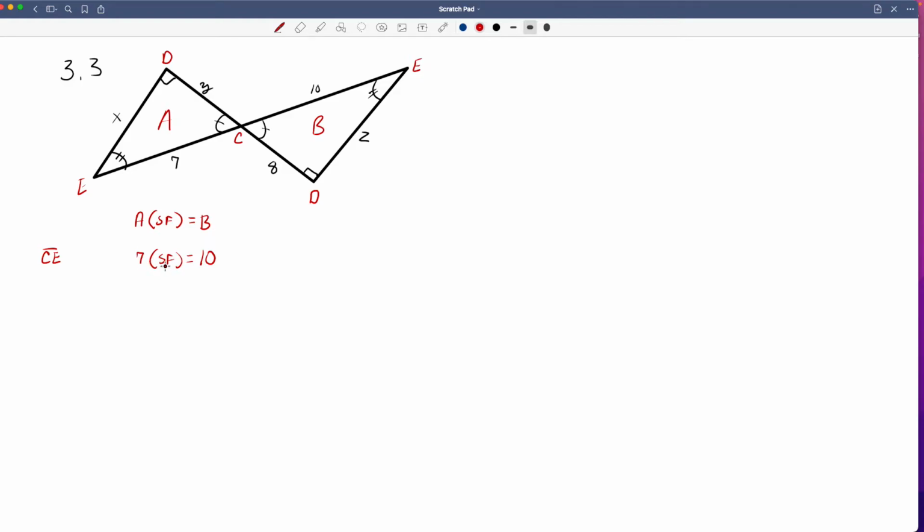So 7 times some scale factor is 10. So if I divide both sides by 7, my scale factor is going to be 10 over 7, if I do it that way. So now I can use this to solve for the rest of them.